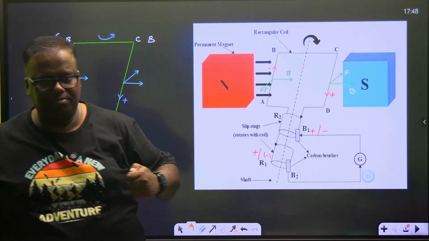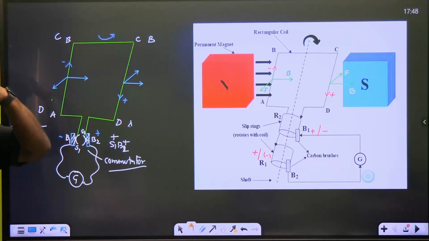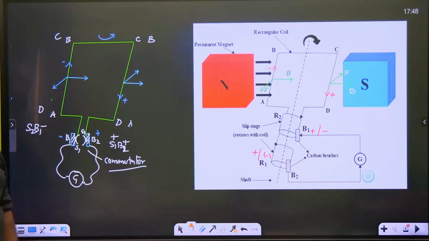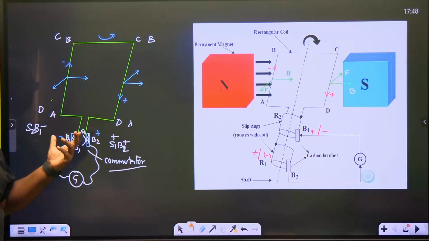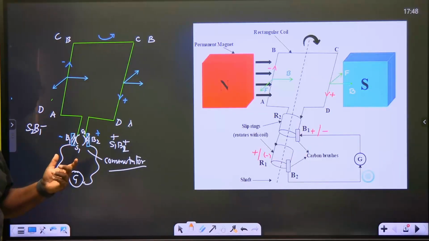Got it? Now just apply the same thing to the DC generator. If you apply force on it, it becomes a DC generator, where you were applying force and getting current. If you apply current to it, it becomes a motor.